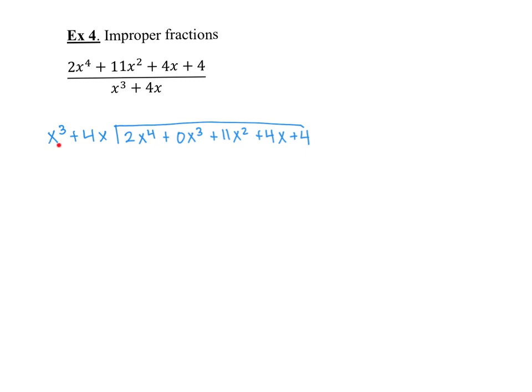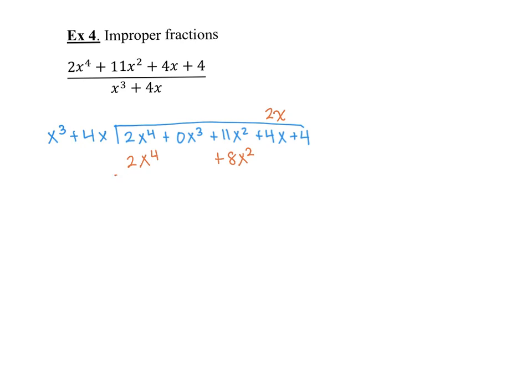Okay, let's see. This is x cubed. This is 2x to the fourth. To get to this, what do I multiply this by? To get this, I multiply by 2x. 2x times x to the third is 2x to the fourth, plus 8x squared.